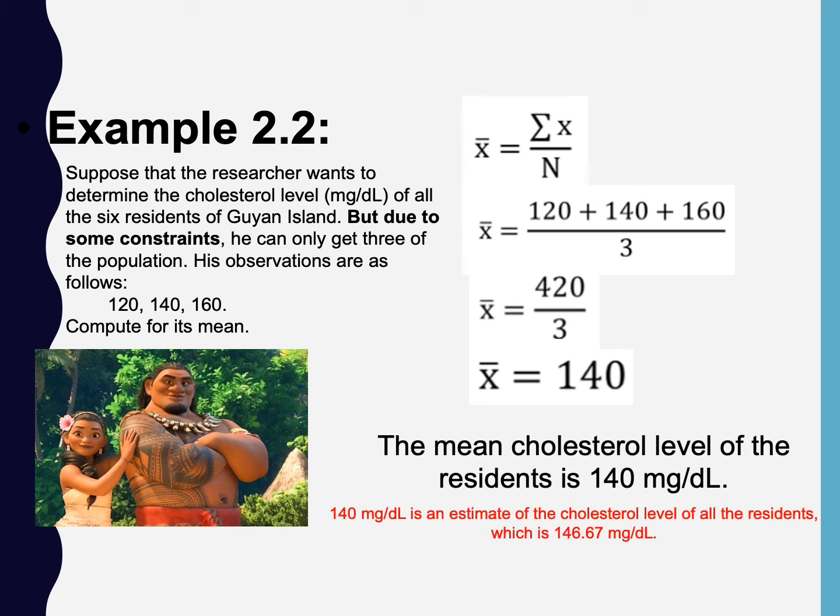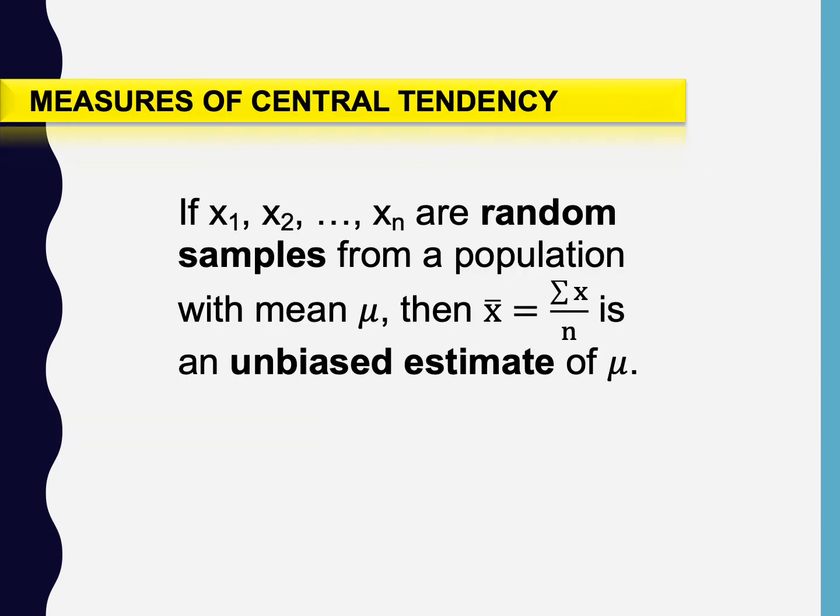Now take note that 140 is an estimate of the cholesterol level of all the residents, which in the previous example is 146.67. So, if you compare the mean between the population and the sample, you can actually say that the statistic, or the sample, is an estimate of the parameter, or of the population. Take note that for random samples x1 up to xn from a population with mean mu, your x bar, or your sample mean, is an unbiased estimate of your population mean.